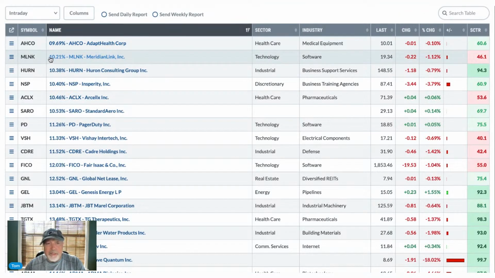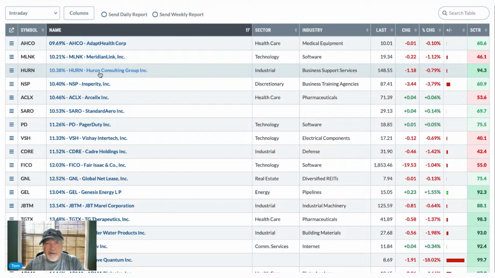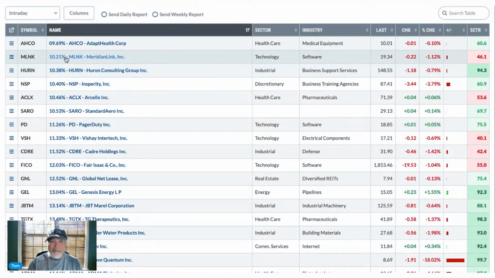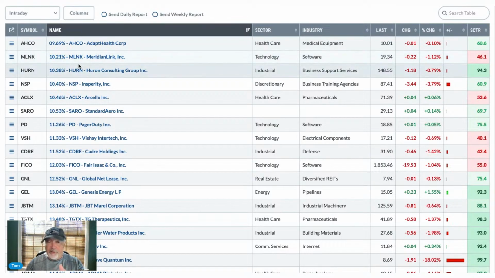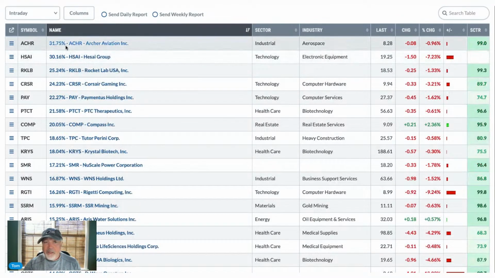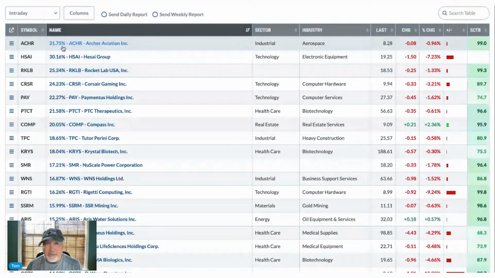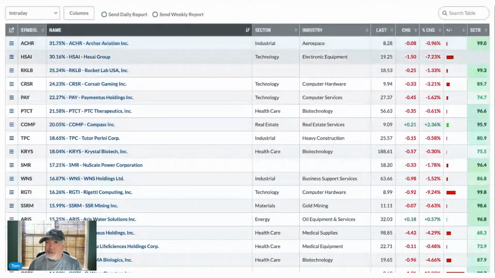So you can see Meridian Link, 10.21%, HURN, 10.38%. So you can see the numbering system is already different in this, because what I'm including in here is that percentage so that you know how it ranks relative to the others. So if you're interested in the ones that opened and just exploded to the upside, just hit this name order and it'll flip them for you. So now the biggest one in earnings season was ACHR, Archer Aviation.